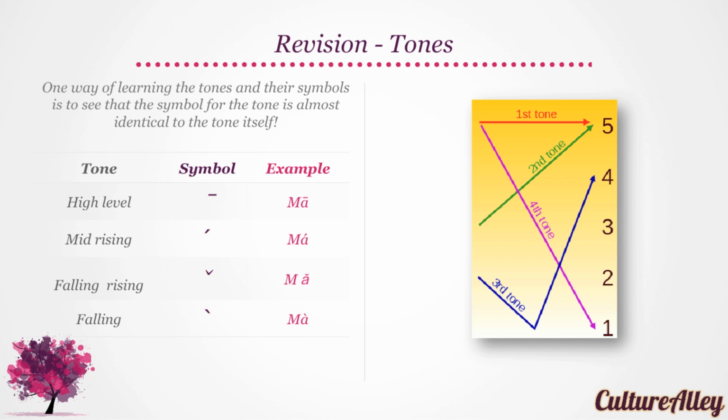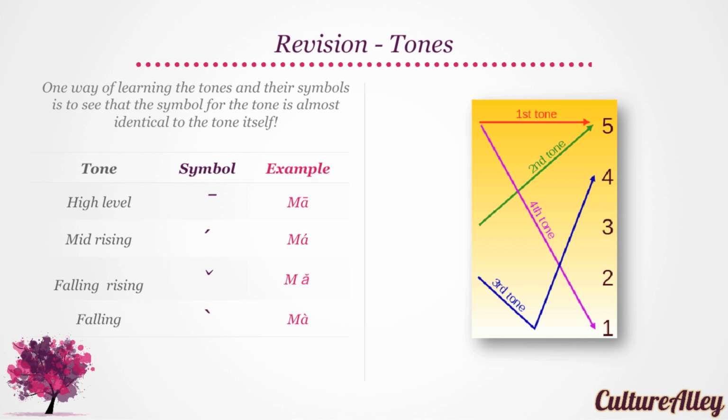Let's start by reviewing the tones one last time. Remember that one way of learning the tones and their symbols is to see that the symbol for the tone is almost identical to the tone itself. Let's take a look at the tones and their examples.